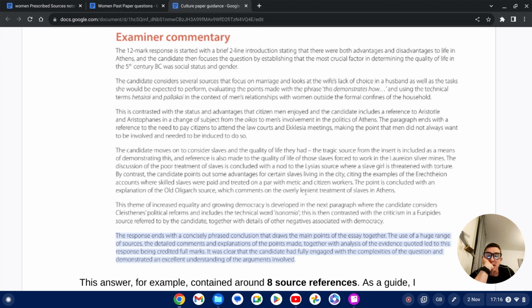Right, we're just going to skip on a bit because this is clearly quite related to the question specifically. Although note that the tragic source from the insert is included as a means of demonstrating this, it doesn't say that's a bad thing. You can use something from the insert.